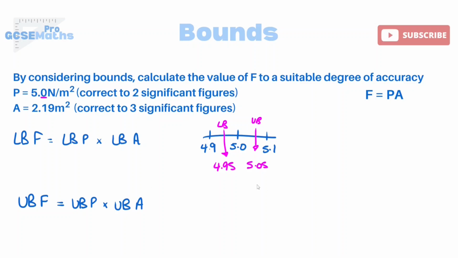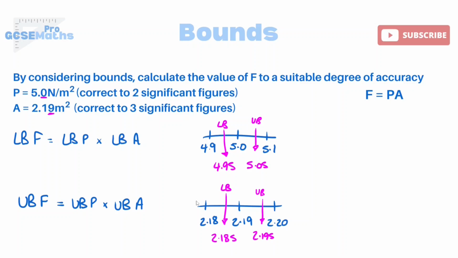Then let's just quickly do a as well. So in the middle, we've got 2.19 meters squared. Now this is to three significant figures, which means I'm looking at the third number, which is 9. So one above and one below. So one below is 2.18 and one above is 2.2, and I'll put a 0 just to make it look the same. And then obviously halfway. So lower bound is therefore 2.185 and the upper bound is 2.195.